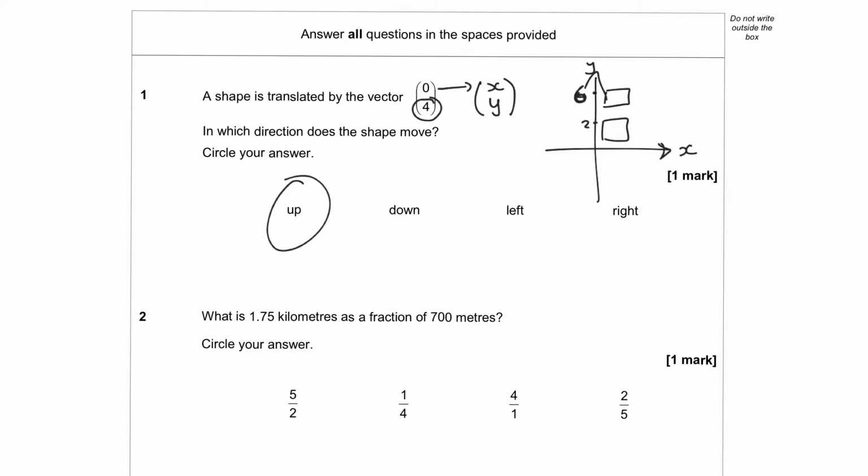So if it's a positive y value in your vector, it moves up. If it was a negative y value, it would move down. If it was positive x, it would move across right. If it was negative x, it would move left. So on to question 2.